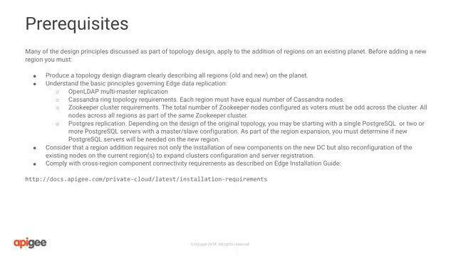And PostgreSQL replication. The design or original topology may have had one or more PostgreSQL servers in a single master or master-slave configuration. As part of the region expansion, it will be necessary to decide if new PostgreSQL servers will be required. You must also take into consideration the fact that adding a new region requires not only the addition of new components, but the reconfiguration of the existing components as well as updating server registrations. And finally, you need to ensure that the new topology complies with all cross-region component connectivity requirements. Documentation describing this can be found at the link shown on screen.